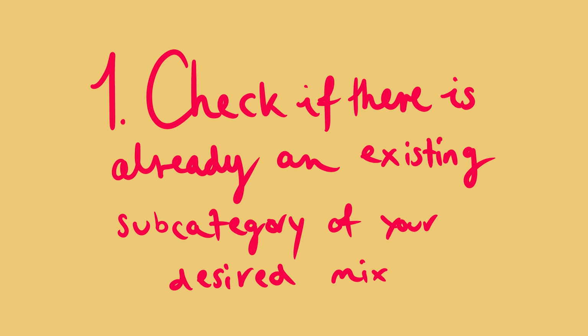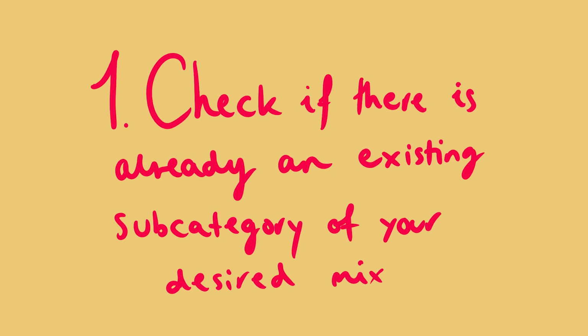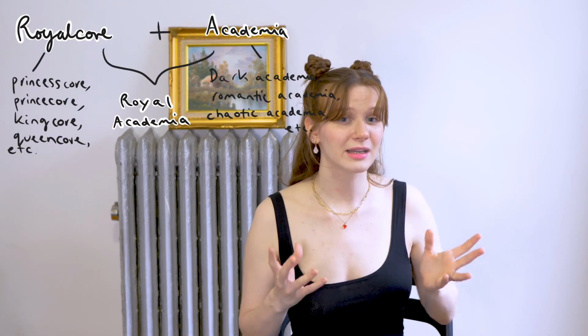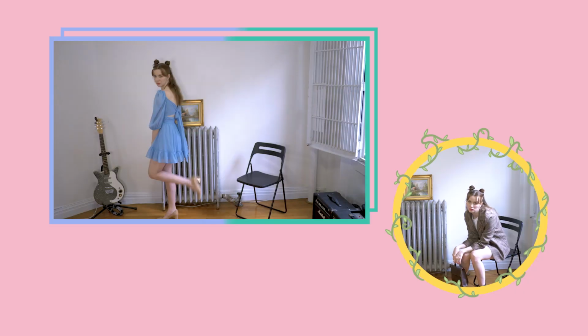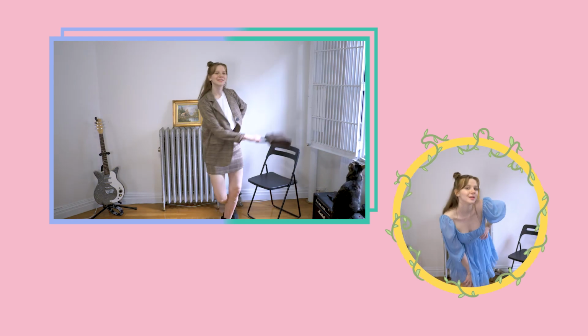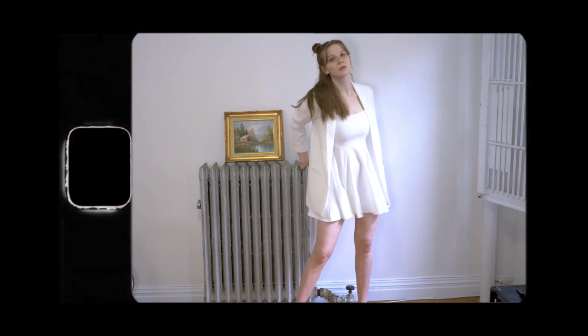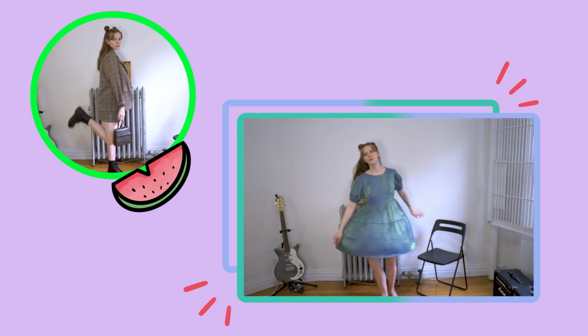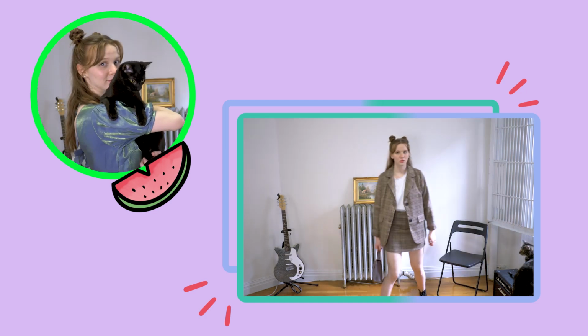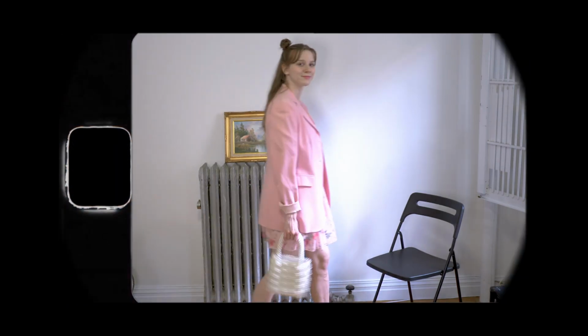1. Check if there is already an existing subcategory of your desired mix. Often we don't realize that there are multiple layers to each big aesthetic. A prime example of this is academia and royalcore. While each of them have a couple main subcategories, they actually already have an existing mix that contains aspects of both aesthetics. This is called royal academia. The same can be said for fairycore and academia, which when mixed form fairy academia.